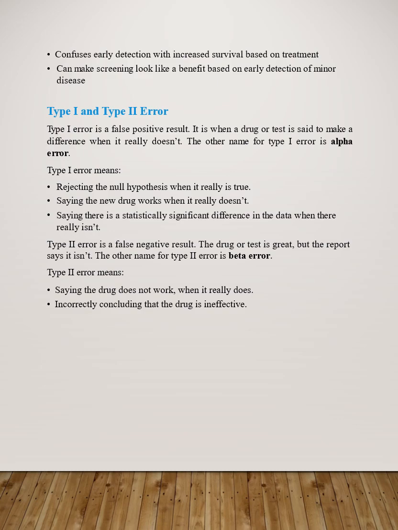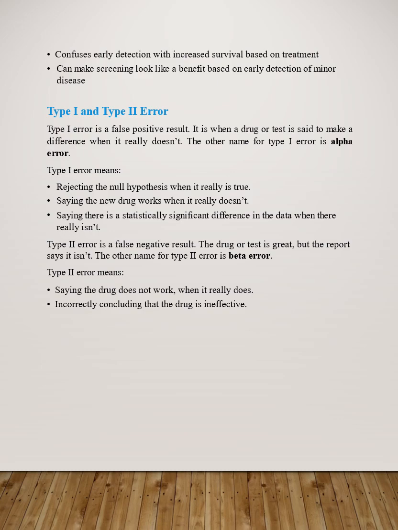And let's discuss type 1 and type 2 errors. Type 1 error is a false positive result. It is when a drug or test is said to make a difference when it really doesn't. The other name of type 1 error is alpha error. Type 1 error means, number 1, rejecting the null hypothesis when it really is true. Number 2, saying a new drug works when it really doesn't. And number 3, saying there is a statistically significant difference in the data when there really is none.